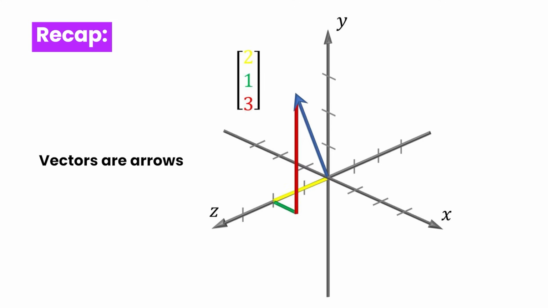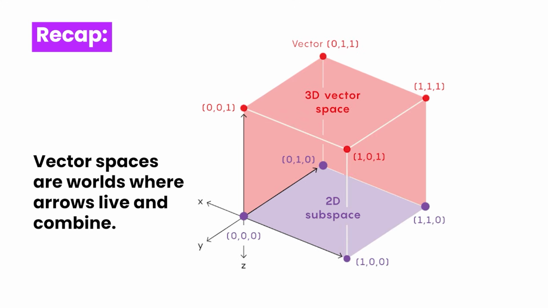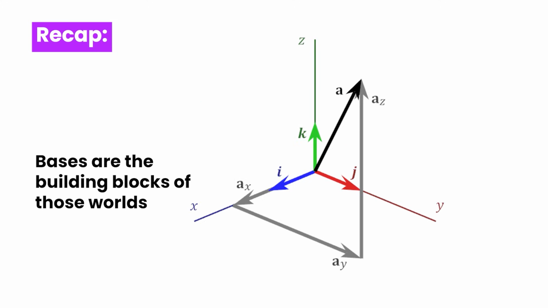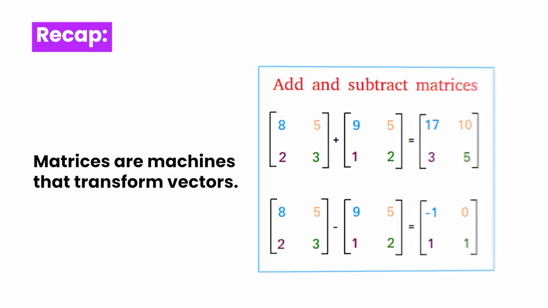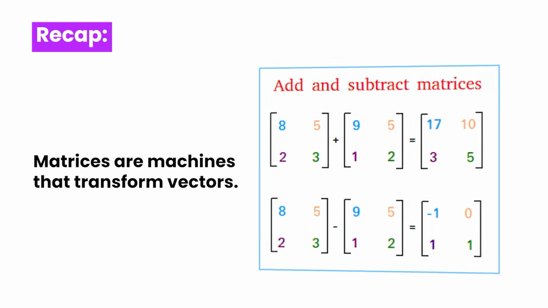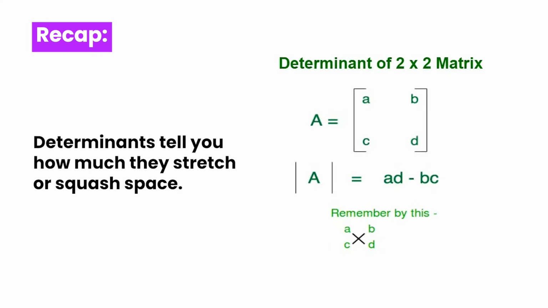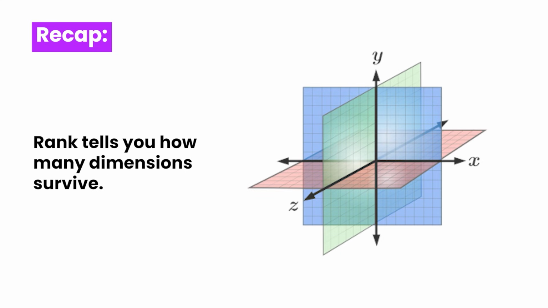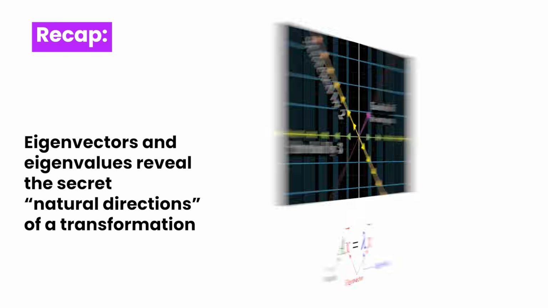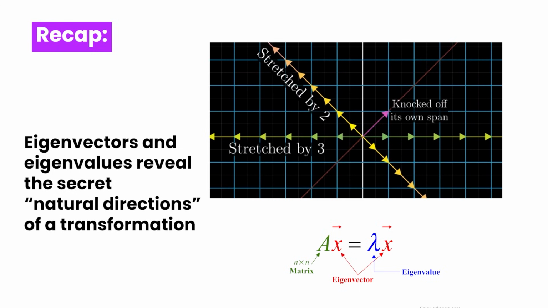So to recap, vectors are arrows, vector spaces are worlds where arrows live and combine, bases are the building blocks of those worlds, matrices are machines that transform vectors. Determinants tell you how much they stretch or squash space. Rank tells you how many dimensions survive. Eigenvectors and eigenvalues reveal the secret natural directions of a transformation.